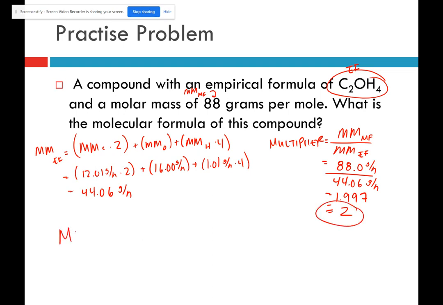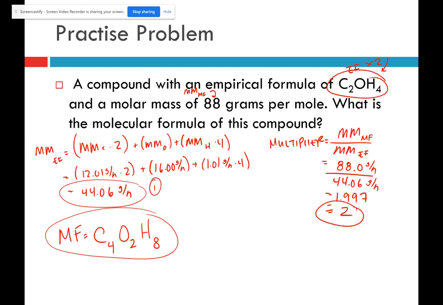So that means, again, to get my molecular formula, I multiply all these numbers by 2. Instead of being C2, it's going to be C4. Instead of being O1, it's going to be O2. Instead of being H4, it's going to be H8. So my molecular formula is C4O2H8. Again, you would get a mark for calculating your molar mass of the empirical formula correctly, the multiplier correctly, and your molecular formula correctly.